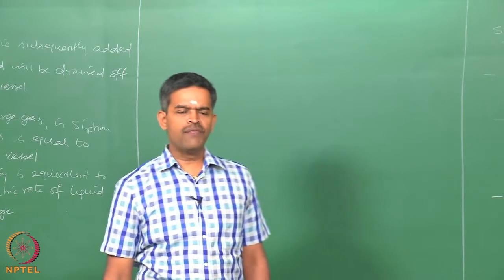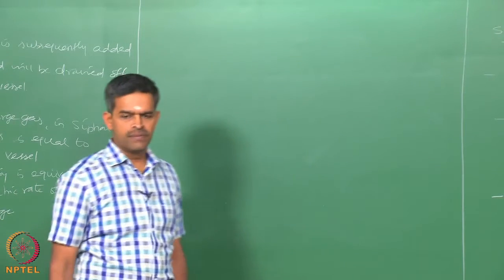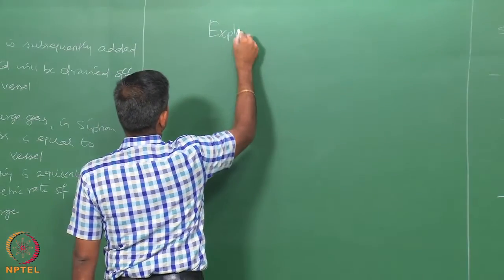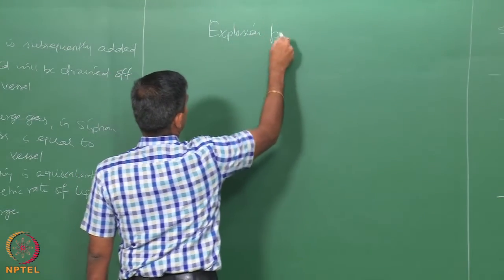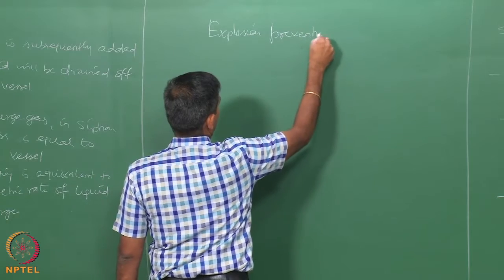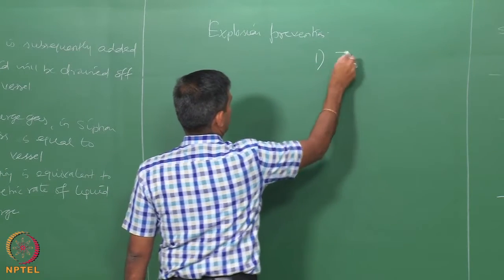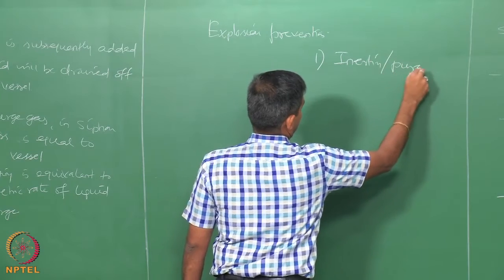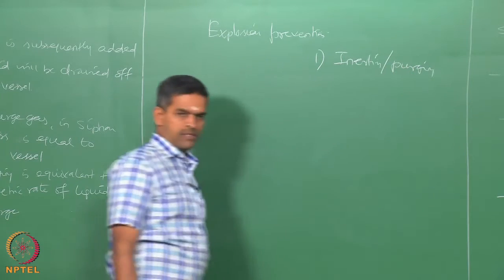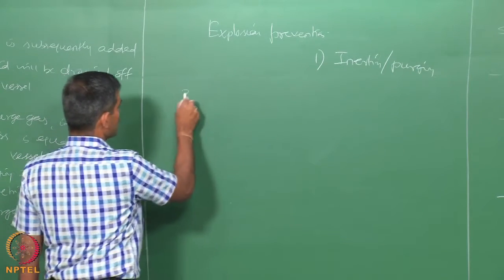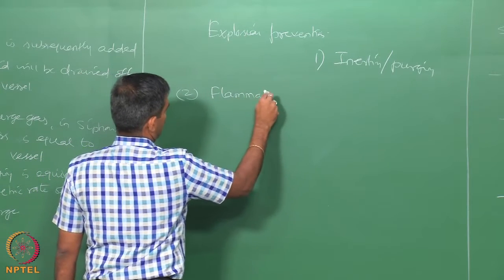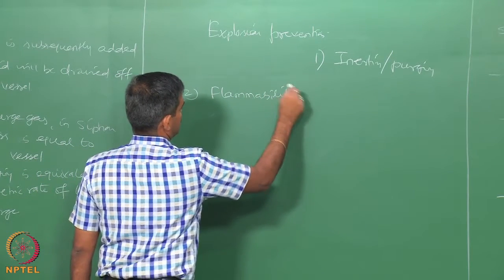So, friends, one of the effective methods of explosion prevention is inerting and purging. One method is what we saw, inerting and purging. The second method is that one can also use the flammability diagrams effectively.